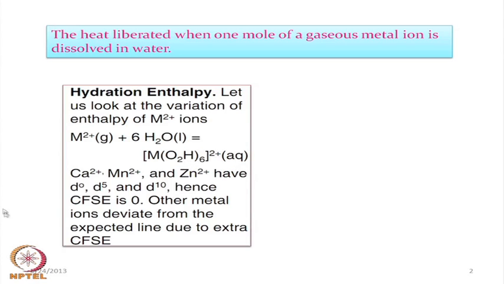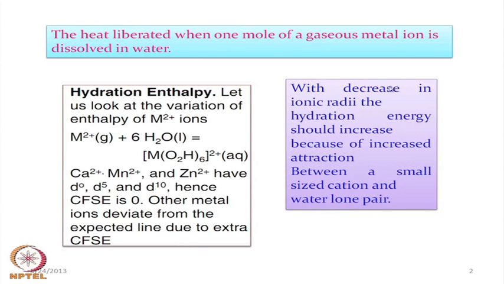Likewise, as we have just seen for the lattice energy, calcium, manganese and zinc in bivalent states have no electron, half-filled and fully filled d electron configurations respectively, having no contribution in terms of CFSE, but the other metal ions deviate from this with extra CFSE gain due to the presence of some odd or even number of d electrons in their orbitals. So, apart from these metal ions, the other metal ions will contribute towards the hydration energy through their CFSE contribution.